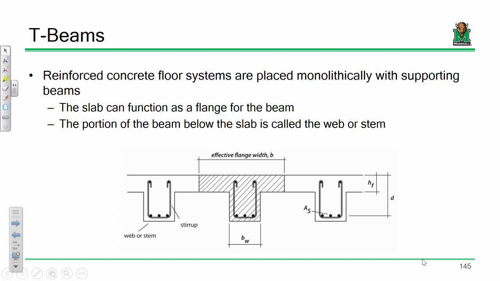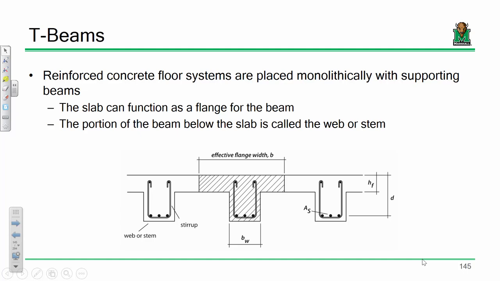But what if it's like this? What if I cast the whole thing together, where it's not just a beam and a slab independently, it's all one monolithic system? So the beams and the slabs are cast together. Well, if I'm looking at each beam as if it was an individual unit, it's not a rectangle. It's a T-beam, because part of that deck is going to be considered effective in transferring load to the beam. Basically, a part of that slab is functioning as the flange for the beam.